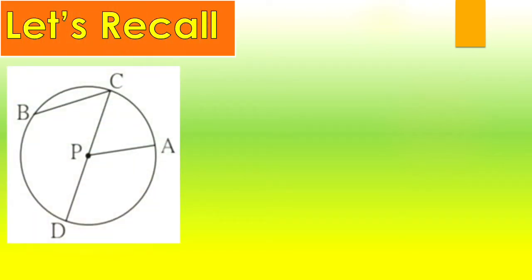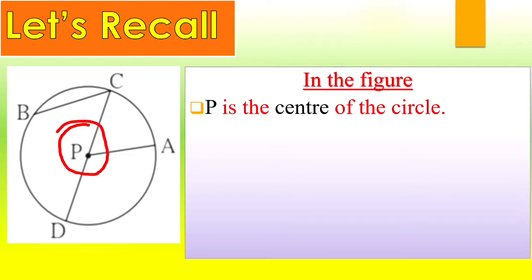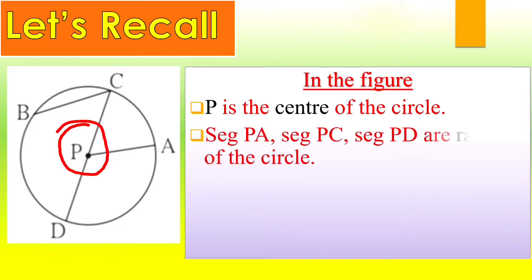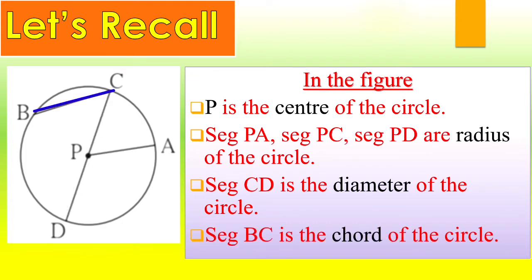Children, let's recall. The figure is given to the left side of your screen. In this figure, P is the center of the circle. Segment PA, segment PC, segment PD are radius of the circle. And segment CD is the diameter of the circle. Segment BC is the chord of the circle. This you know already. You have learned in your lower class.